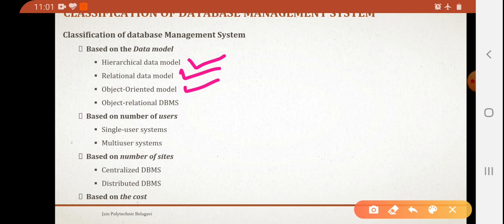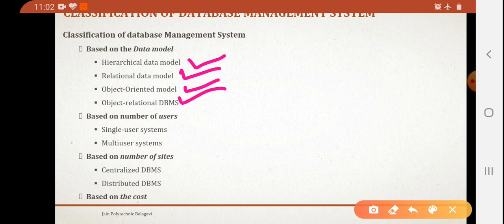Next is the object relational database management system. Relational database management systems have been extending their model to incorporate object database concepts and other capabilities. So these are the 4 types of data models.